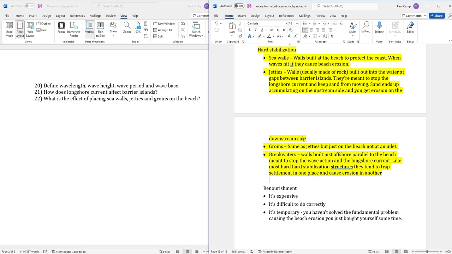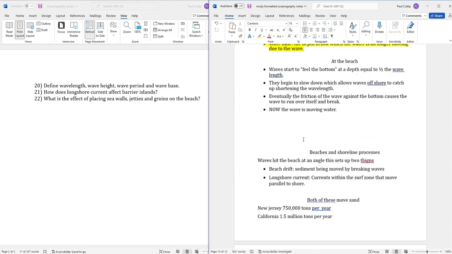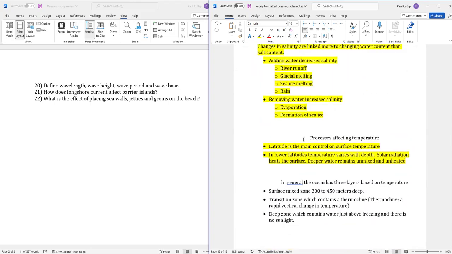Okay, and that's it. So if I didn't highlight it, if I didn't talk about it, it's not going to be on the test, okay?